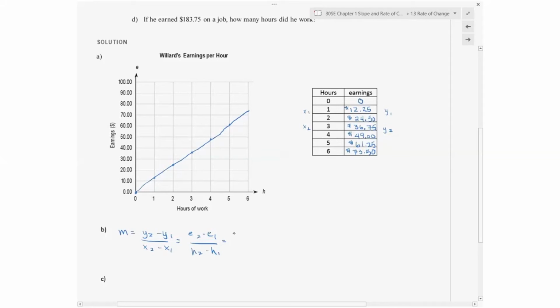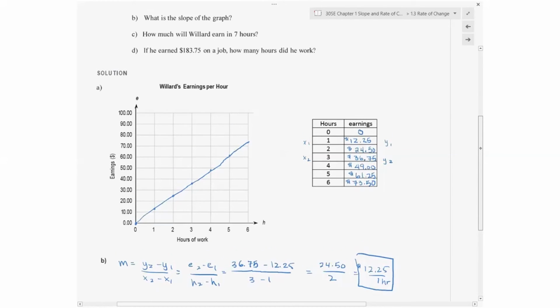So 36.75 minus 12.25 is the same as over 3 minus 1. So we do 36.75 minus 12.25, and we're going to get 24.50 over 2, and that's going to be 12.25 over 1. Any two points we would pick, we would always get that it's 12.25 per 1 hour all the time. That's going to be our slope. And it's positive, it's going up. He's earning more money the more he works. Thank goodness.